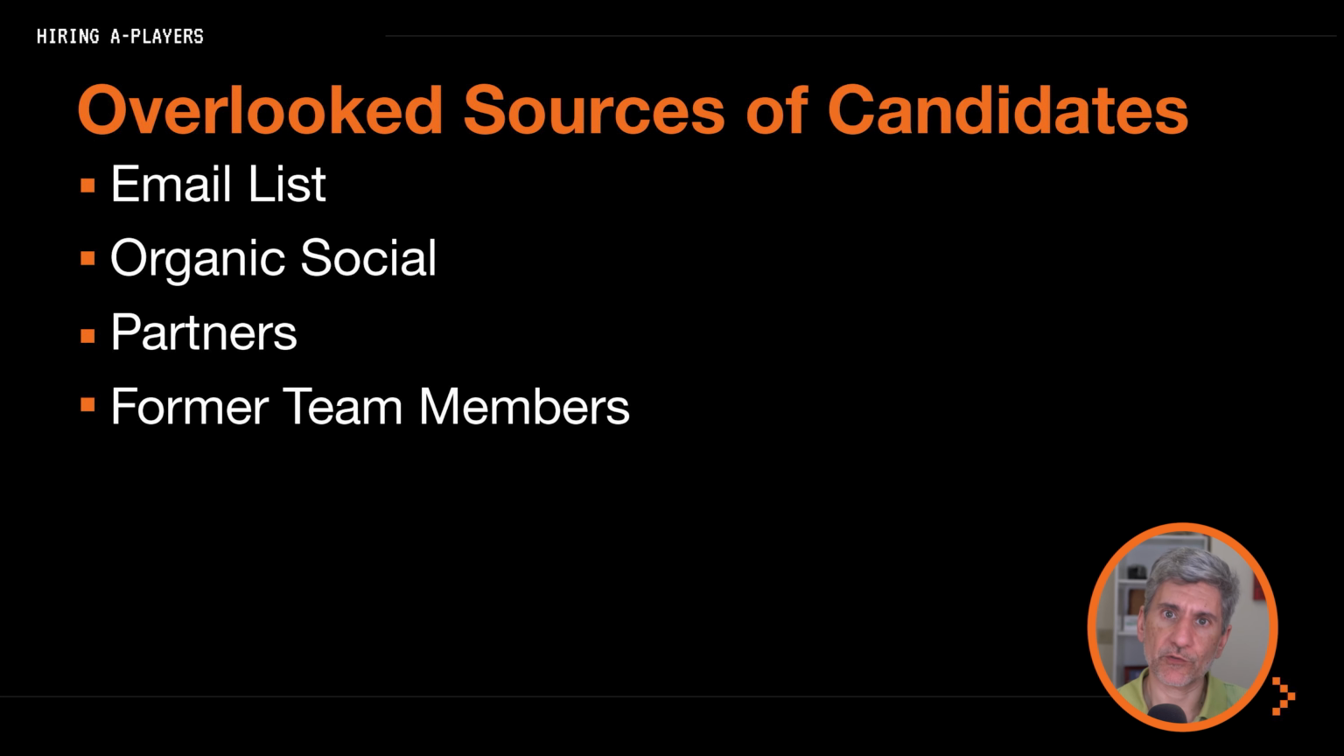Organic social, so your social media, you can publish there. You can call up partners and say, hey, I'm looking for this kind of person. Do you know anyone? Because your partners might have other companies like yours as their partners, so they might know people. And then former team members. If you've worked with former A players, go and reach out and say, do you know anybody? Because you want that A player network working for you.